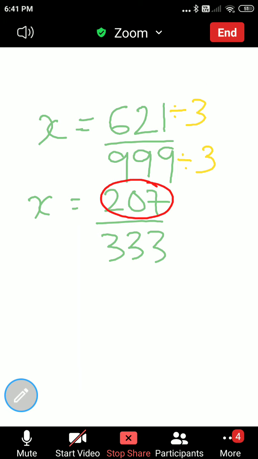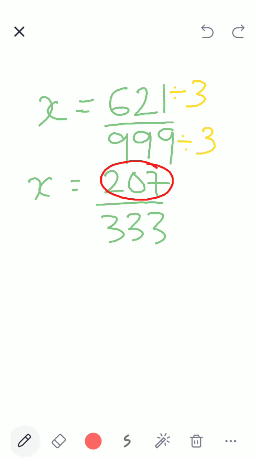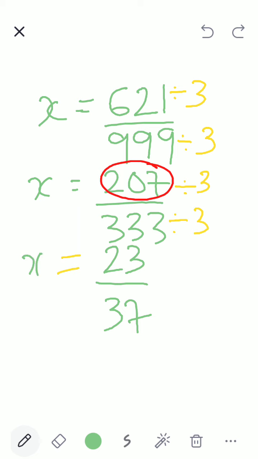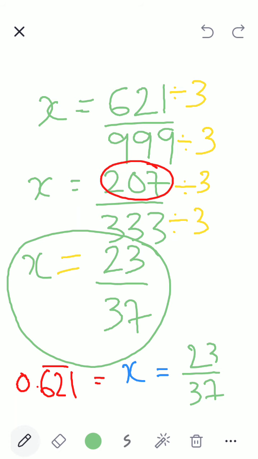Now this number can be divided by which number? Again 3. So I can again divide numerator and denominator by 3. So I will get how much? 23 by 37. That's it. This is my final answer. So the decimal 0.621 recurring is equal to x, and in fraction form it is equal to 23 by 37. I go back to my bag.